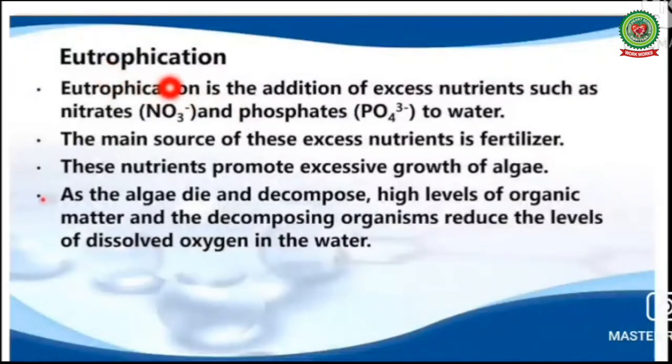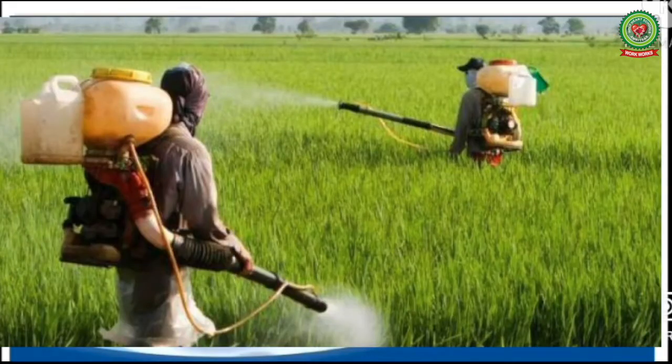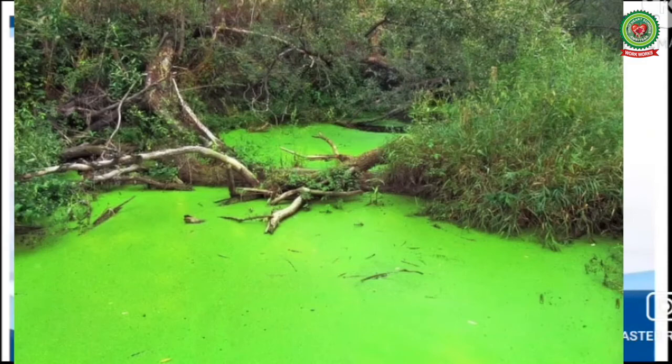Next is, students, eutrophication. Eutrophication is the addition of excess nutrients such as nitrates and phosphates to water. The main source of these excess nutrients is fertilizers, the chemical fertilizers which are being sprayed on the plants, and at the end they are reaching the water bodies, contaminating them. These nutrients promote excessive growth of algae also. Now when there is an excessive growth of algae, that defines eutrophication.